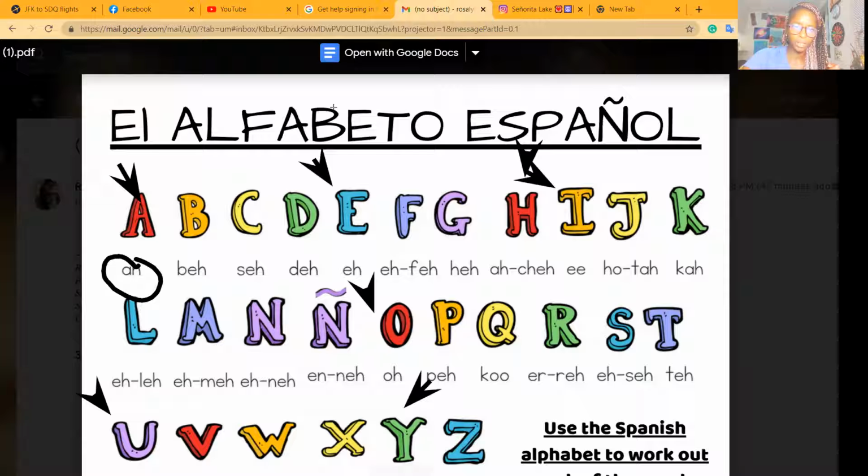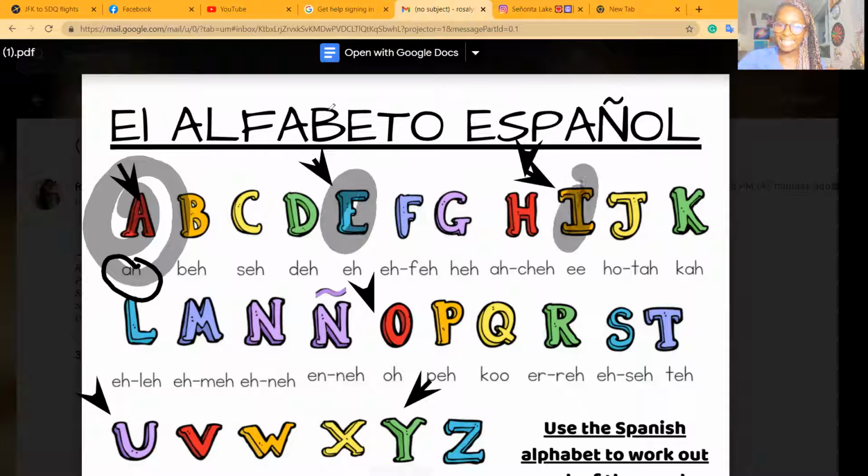Las vocales son la A, la E, la I, la O, la U y a veces la Y. A, E, I, O, U. If you have children that are younger, that are in an immersion program for Spanish, this is probably the very first thing that they learn. That's what we learn. We learn las vocales, the vowels, las vocales.